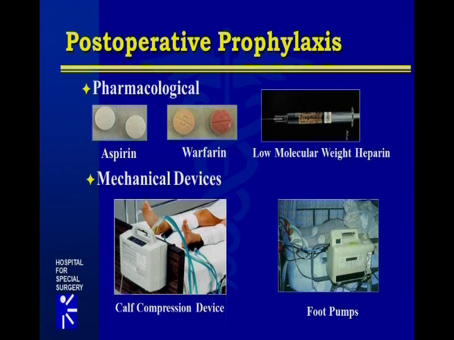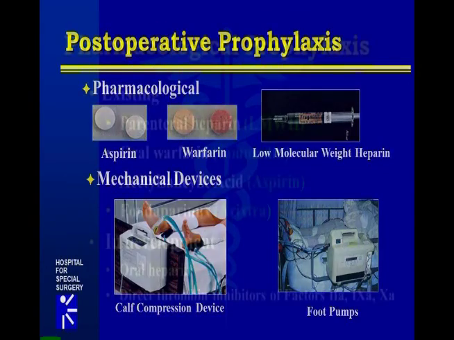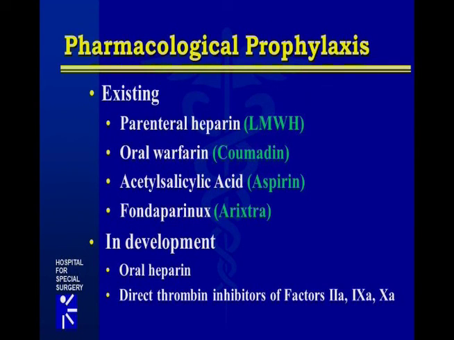What about postoperative prophylaxis? Well, postoperative prophylaxis can be pharmacological prophylaxis with aspirin, warfarin, low molecular weight heparin, and then mechanical devices, such as calf compression devices and foot pumps, as you see here. Pharmacological prophylaxis that's currently existing includes parenteral heparin, such as low molecular weight heparin, oral warfarin, Coumadin, acetylsalicylic acid, aspirin, and fondaparinux, Arixtra. In development, there are some newer medications, oral heparins, and direct thrombin inhibitors of factor IIa, IXa, and Xa.